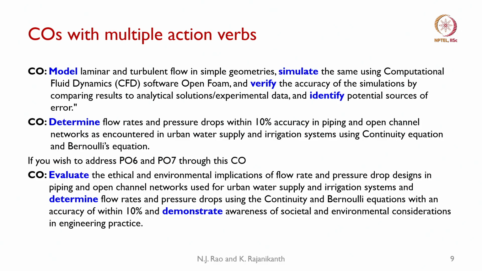Evaluate the ethical and environmental implications of flow rate and pressure drop design in piping and open channel networks used for urban water supply and irrigation systems, and determine flow rates and pressure drops using the continuity and Bernoulli equations with an accuracy of within 10%, and demonstrate awareness of societal and environmental considerations in engineering practice. It's a rich CBO. All this can be included in a course on, let's say, fluid dynamics.